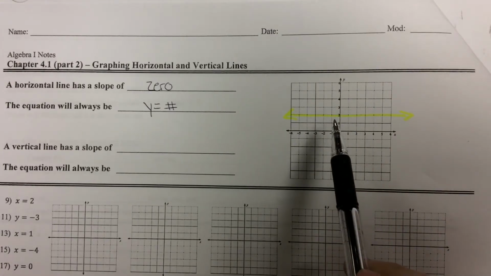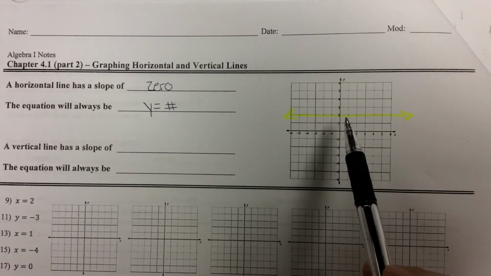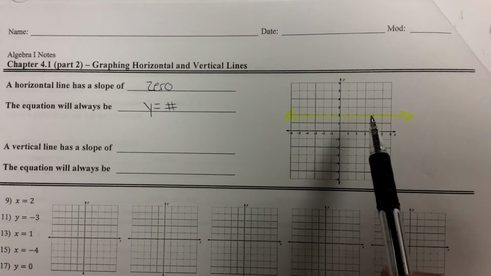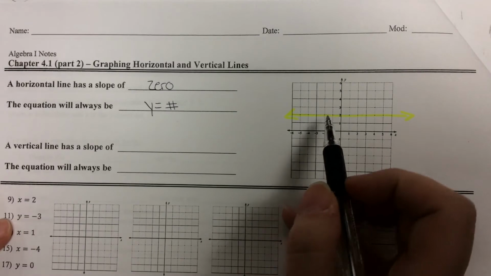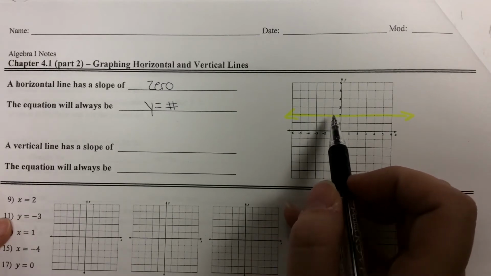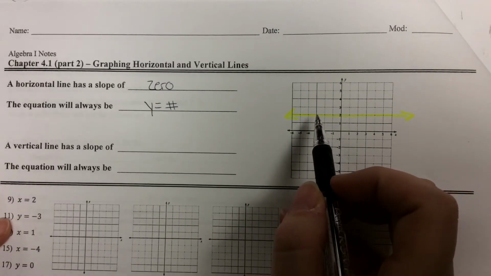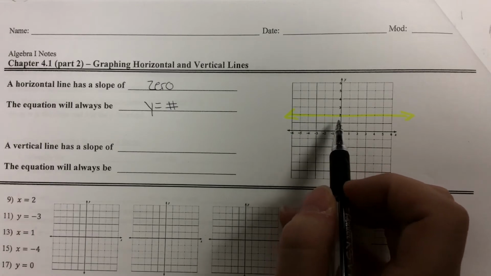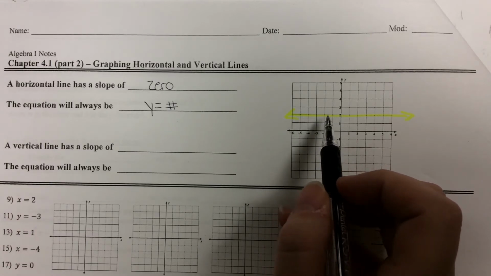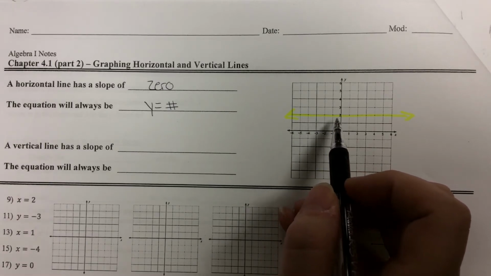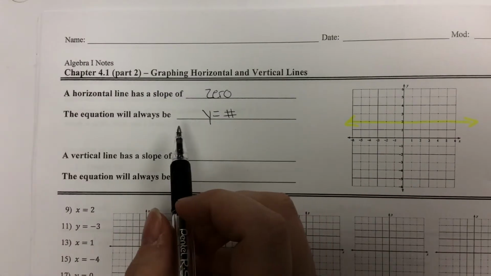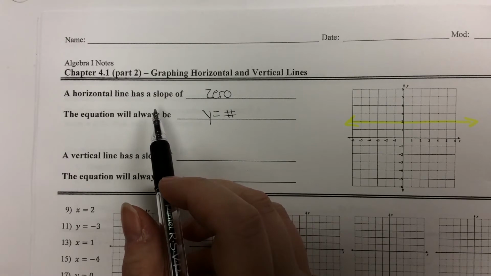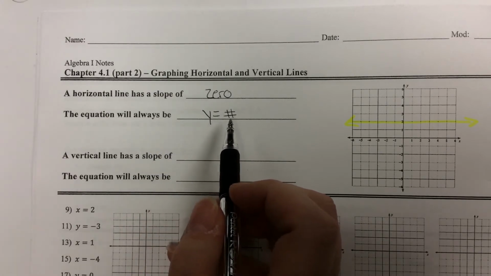Because this line is at 0, 2, 1, 2, 2, 2, 3, 2, 4, 2, 5, 2, etc., etc. And going back the other way, negative 1, 2, negative 2, 2, negative 3, 2, negative 4, 2. So they all have a y coordinate of 2 because it goes through the y-axis and it's a horizontal line. So all of your equations for a horizontal line are going to be y equals some number.